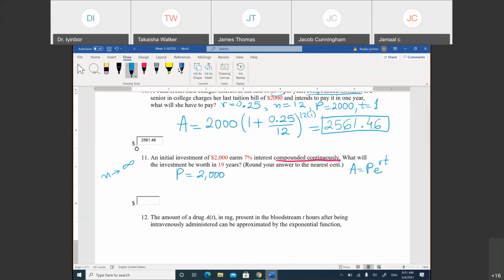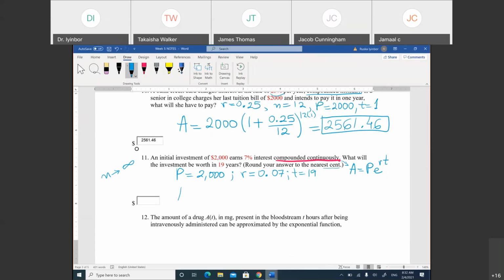Now the rate is 7%, so what is r in decimal? 0.07, right? If it's compounded continuously, this is the formula you're going to use. And what will the investment be in 19 years? The time is in years, 19. And you always round the answer to the nearest cent, which means 2 decimal places. Now you're just going to plug these numbers into this formula and the calculator.